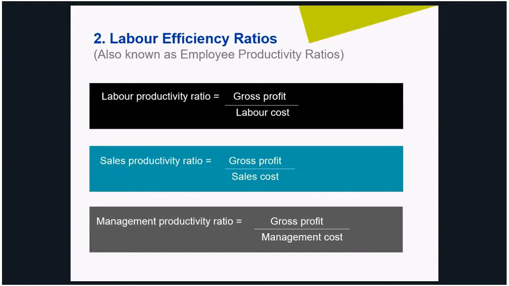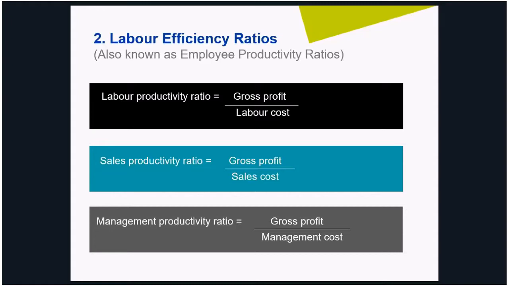But as most businesses have different kinds of employees, you can break this ratio out to look at the efficiency of different groups of employees. So there are three different potential ratios you could calculate. The first is your labor productivity ratio, which would look at the return on employee costs directly incurred in the production of a product or service. This would typically be factory workers in the case of a manufacturing company, or in the case of a service company, the employee costs of the staff that provide the service.